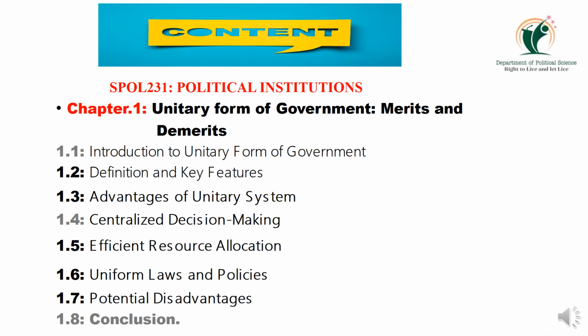Content. This unit, that is forms of government, and the first chapter is Unitary Form of Government, Merits and Demerits. The contents of the chapter are Introduction to Unitary Form of Government, Definition and Key Features, Advantages of Unitary System, Centralized Decision Making, Efficient Resource Allocation, Uniform Laws and Policies, Potential Disadvantages, and finally conclusion. Now let us go into the lesson and look at the unitary form of government, merits and demerits.